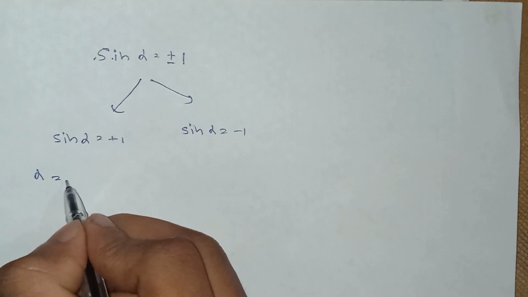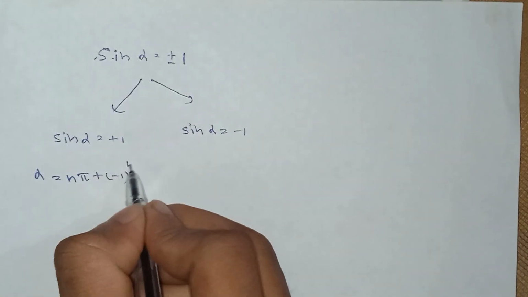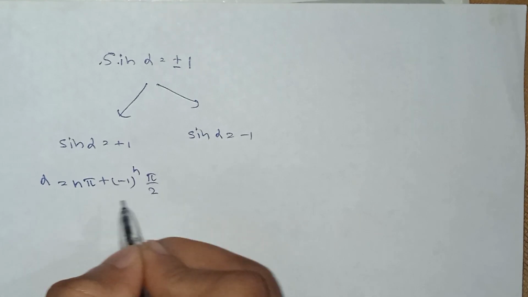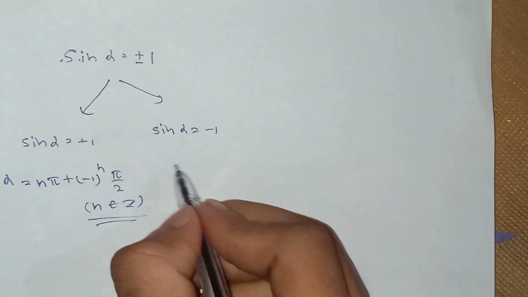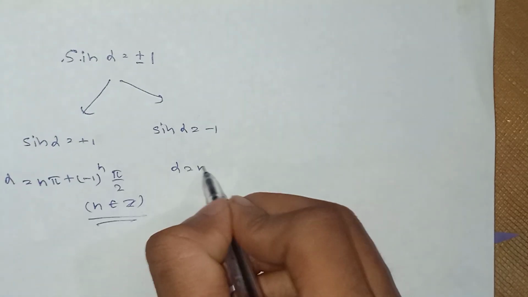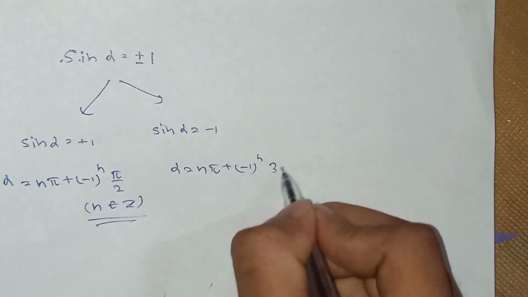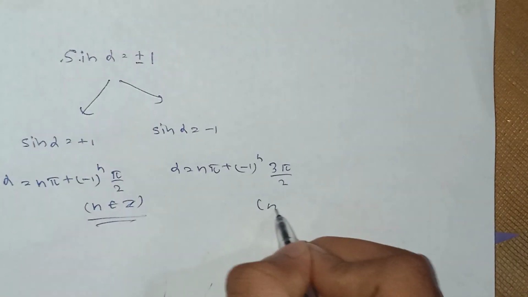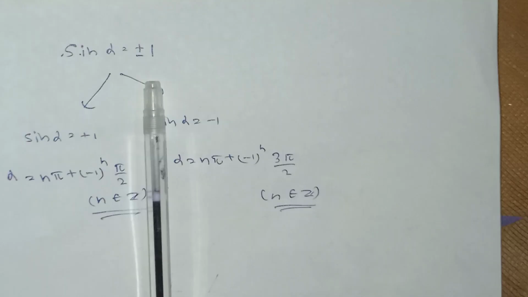In trigonometry, here we can write alpha as alpha equals n pi plus minus 1 to the power n pi by 2, where n is in Z. And on the other side we can get alpha equals n pi plus minus 1 to the power n 3 pi by 2, where n is also an element of Z. Okay guys, here are the answers we got. We can substitute n by all the elements in Z.